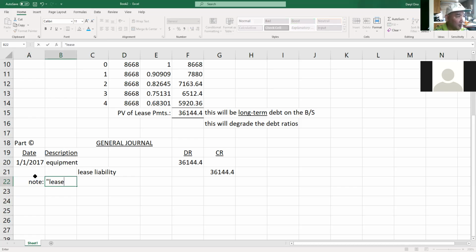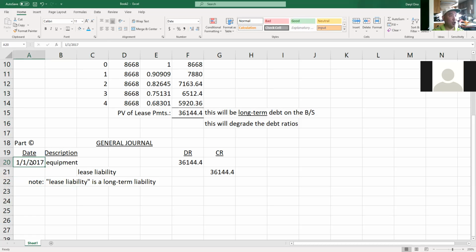Lease liability is a long-term liability. All right. What else? Let's put the date down here again. What else do you have to do on January 1st?